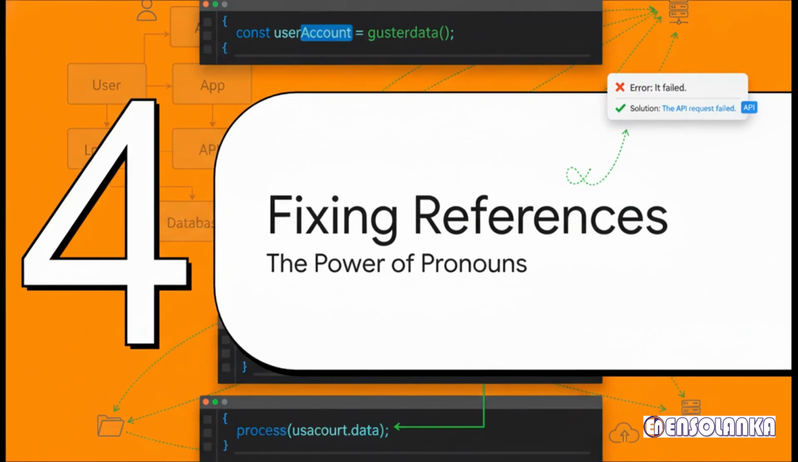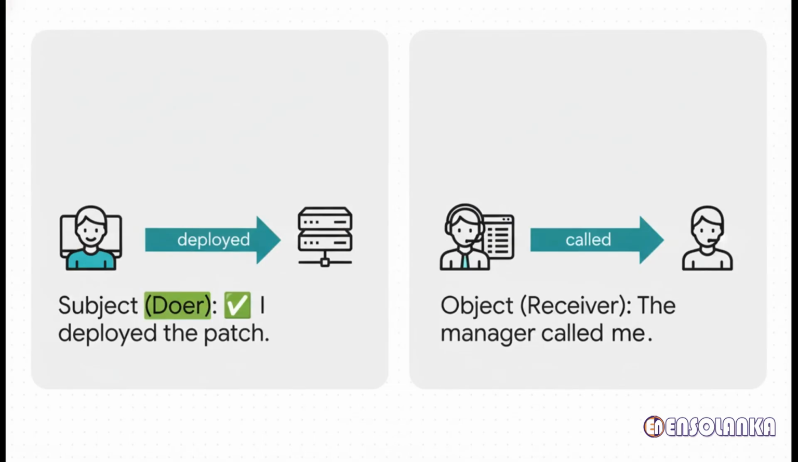We've built a really solid foundation. Now it's time for the final, and I'd say most critical refactor, fixing our pointers. We're talking about pronouns, those little words that can create huge confusion if they don't point back to the right noun. Let's start with a classic one. If you are the one performing the action, you're the subject, so you use I, as in I deployed the patch. But if you are receiving the action, you're the object, so you use me, like in the manager called me. That mistake, me deployed, that's a common bug we can definitely patch right now.